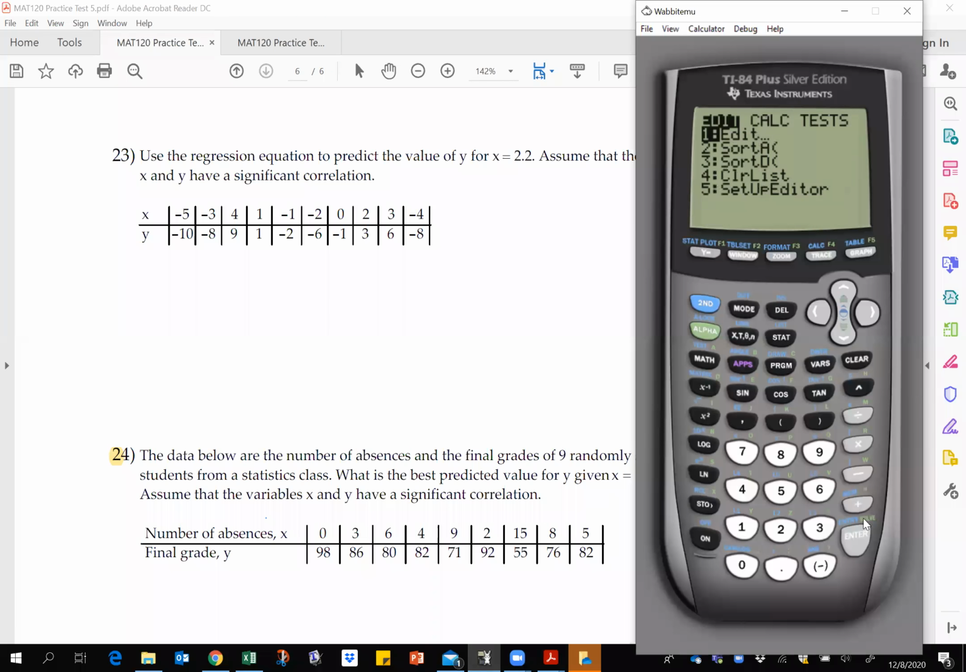So we're going to go ahead and edit and put our data in here. So x is negative 5, negative 3, 4, 1. Now our y values go in L2.